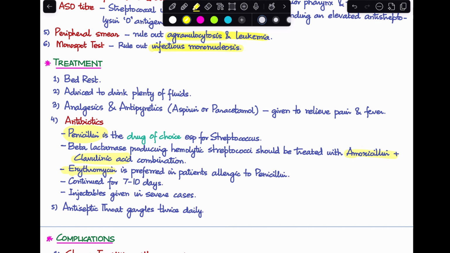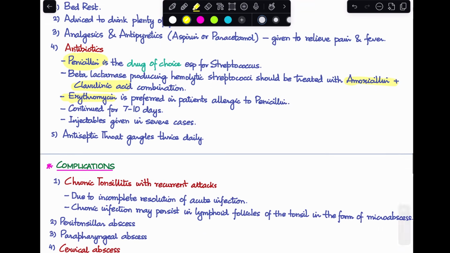And if it is a severe case of infection and they have come to you at a later stage and they are very ill, with a generally toxic look, in that case, you may even need to start intravenous antibiotics. And lastly, you also tell them to do antiseptic throat gargles like betadine gargles or even lukewarm water with salt gargles thrice daily. So that is what our treatment protocol will look like in case of acute tonsillitis.